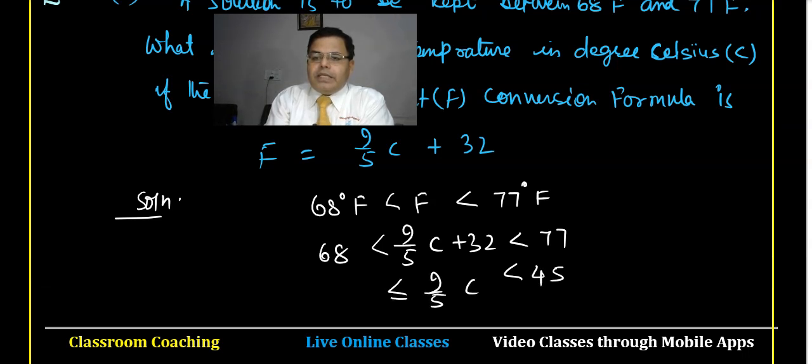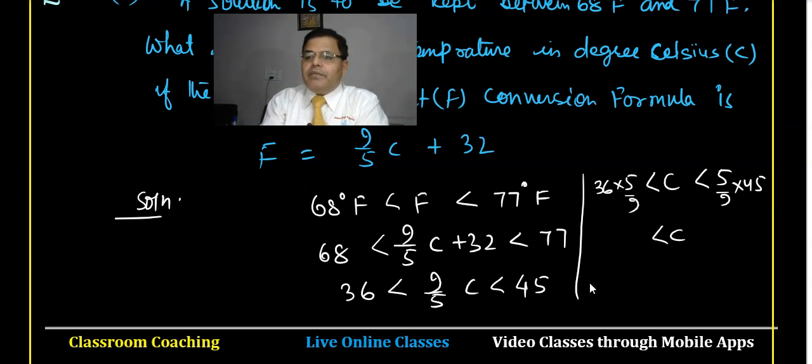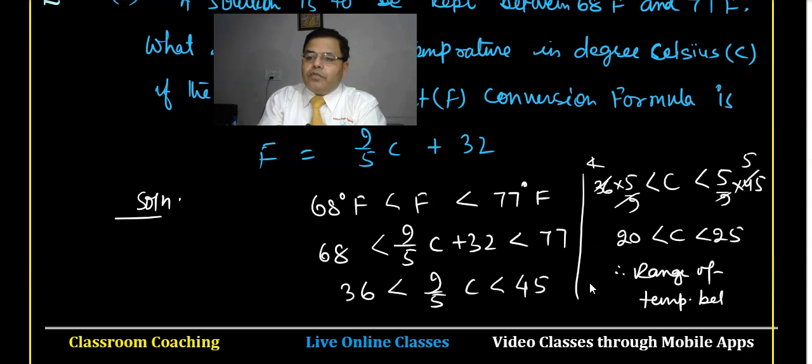9 by 5 C is greater than 36, and this further can be written as C lies between. If you multiply both sides by 5 by 9, so 5 by 9 into 36, 9 4s are 36, and 5 by 9 into 45, 9 5s are 45. 5 4s are 20, so this is 20 and less than 25. So in degree Celsius, the range of temperature is between 20 degree Celsius to 25 degree Celsius. Right?